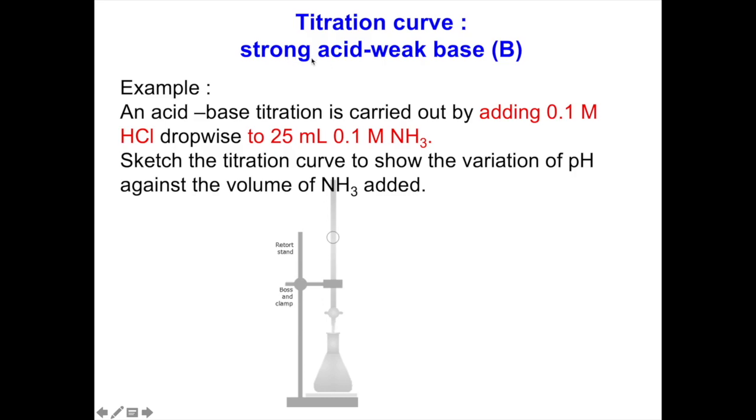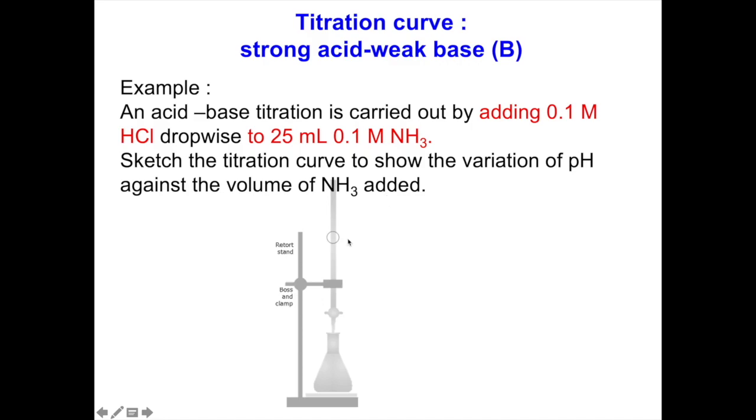Next is the titration curve for the titration between strong acid and weak base. But this is different from the previous one because the titrant and the analyte are different. Okay, the acid-base titration is carried out by adding 0.1 molar HCl dropwise to 25 ml of 0.1 molar NH3. Sketch the titration curve to show the variations of pH against the volume of HCl added.